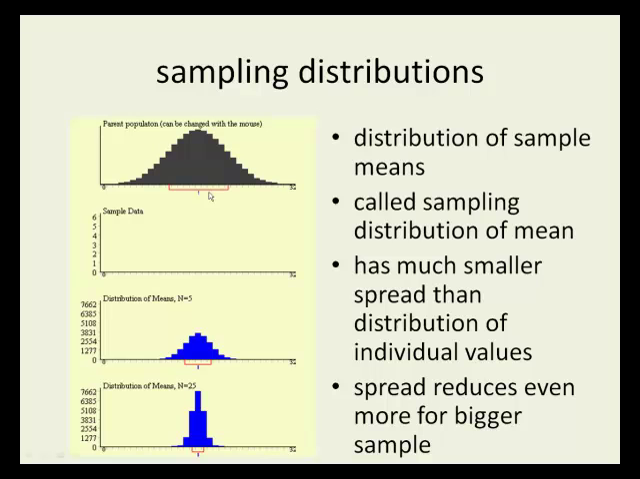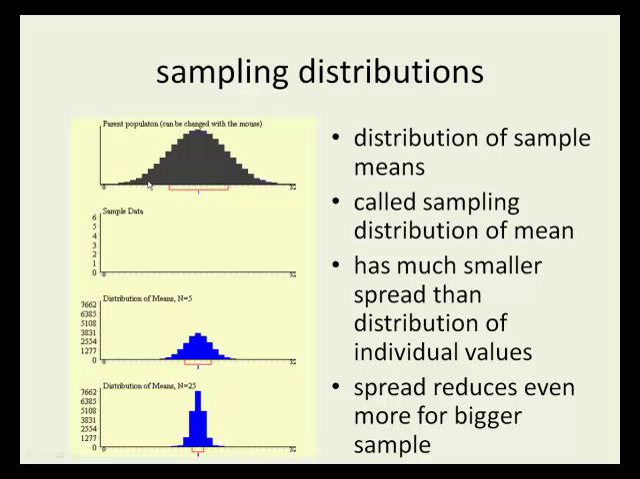the sampling distribution, this is called the sampling distribution of the mean. These are the individual values. This is what it looks like if you sample them 5 at a time and plot the means. This is called the sampling distribution of the mean for sample size 5. This is the sampling distribution of the mean for sample size 25. It's got a much smaller spread.